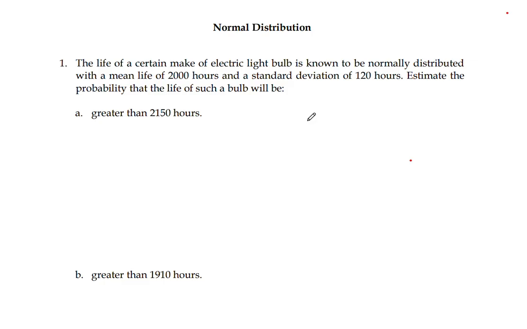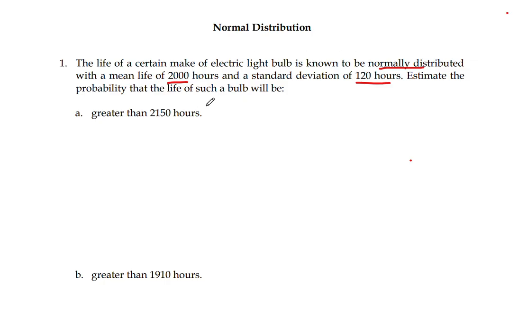In this lesson on statistics, I will be illustrating how to use the normal probability distribution to solve problems. And here we are told that the life of a certain make of electric light bulb is known to be normally distributed. So very importantly, we are told that the data is normally distributed, which means that the data points for the lives of the light bulbs follow a symmetric shape around the center, with a mean life of 2,000 hours and a standard deviation of 120 hours.